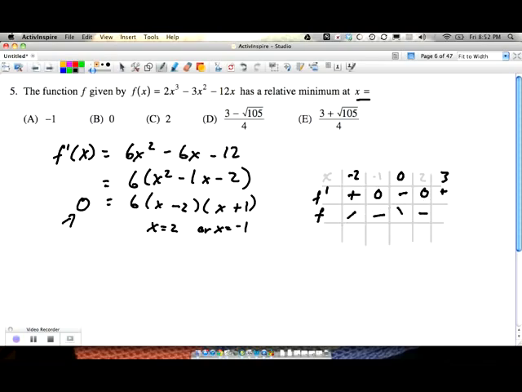So that means my graph is going to go up, down, then up. So I'll have a max at negative 1 and a min at 2. And this is asking for where is the relative minimum at? It's at 2. C is the answer.